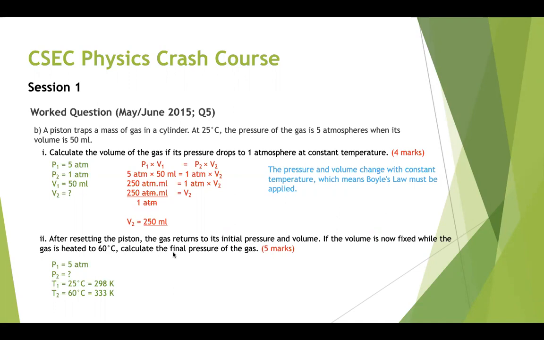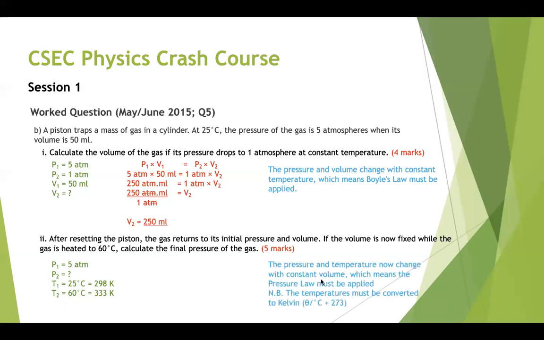Now realize that we are now working with the pressure law, and because the pressure law only applies when the temperature is given in Kelvin, we need to change our Celsius temperatures to Kelvin by adding 273. All right. So our initial temperature would be 25 degrees Celsius, which is equivalent to 298 Kelvin, and our final temperature is 60 degrees Celsius, which is equivalent to 333 Kelvin.